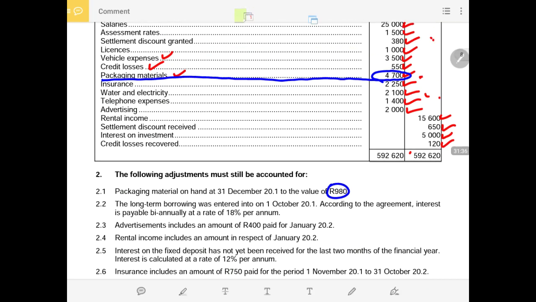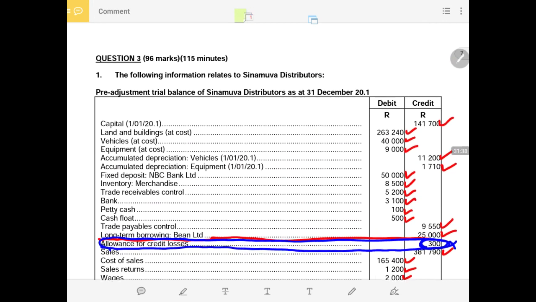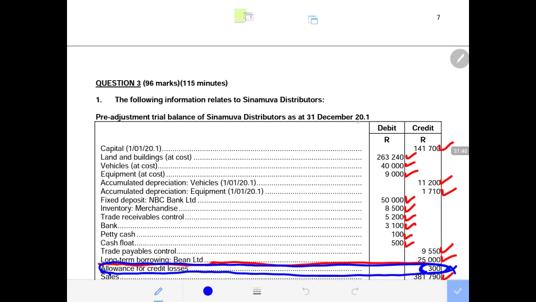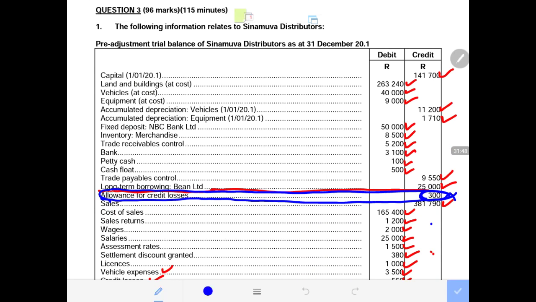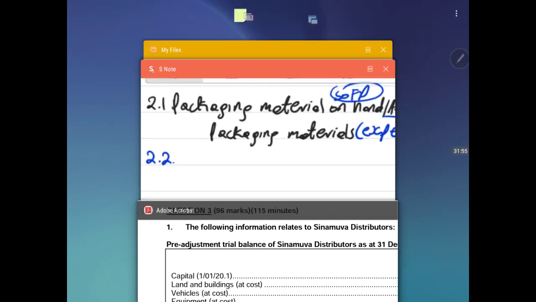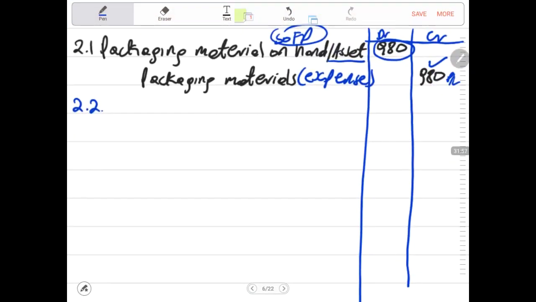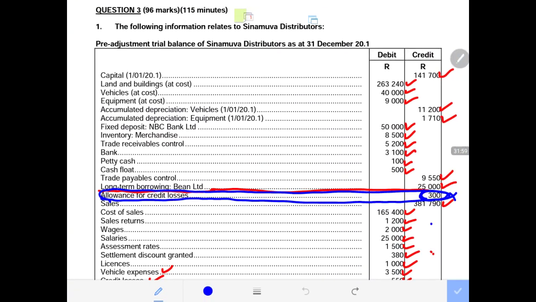Which accounting period are we dealing with? We are dealing with the accounting period for the year end 31st December 2001. That means the amount of the loan, which is a long-term borrowing of 25,000, was taken in the current year on the 1st of October. So now we know that interest is paid every month. Let me go there to the adjustment.